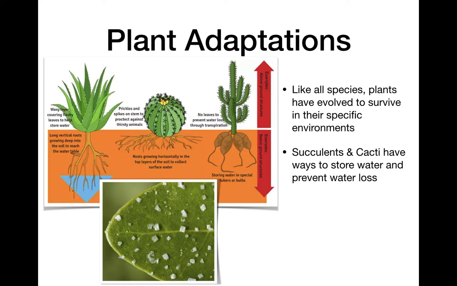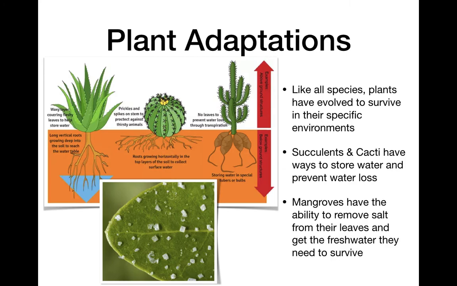Another kind of plant that has to live in a certain environment are mangroves. Mangroves live in a salty water environment. It's not the ocean, but it's a kind of ecotone, a bridging area between the ocean and a river or a lake. And so the water there is a little bit salty. It's not as salty as the ocean, but not fresh water either.